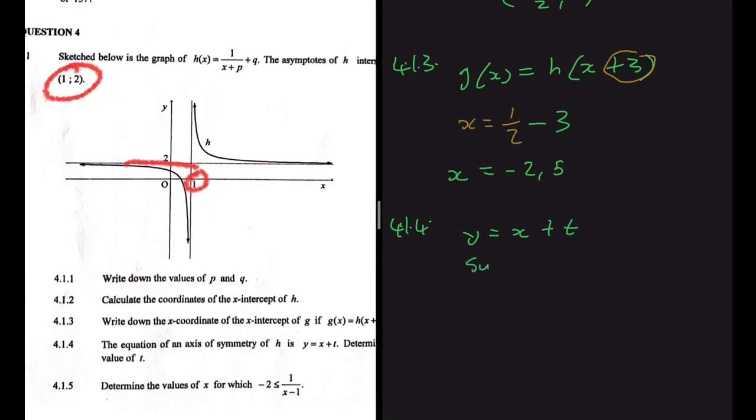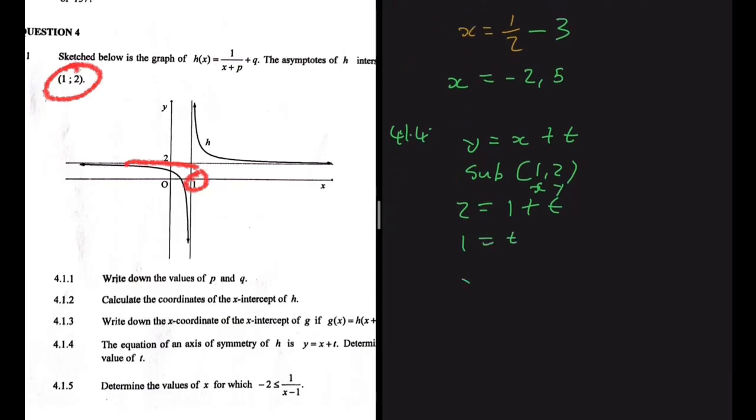So if we substitute that point, right, we're going to get 2 equals 1 plus t, so 2 for the y and 1 for x. Yeah, so we're going to get 1 equals t. So the axis of symmetry is y equals x plus 1, and we were just asked to find t, and there we have t. So I think we're good to go.